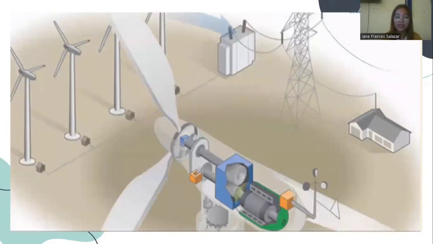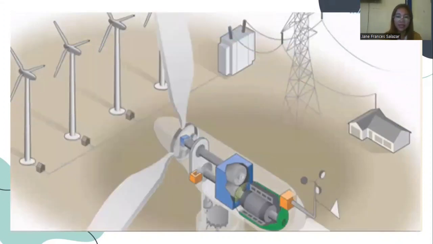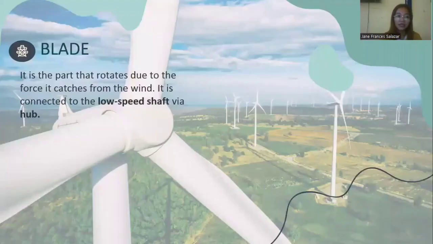And first, we are going to discuss the blade. The blade is the part that rotates due to the force it catches from the wind. It is connected to the low-speed shaft by a hub. And yung low-speed shaft na yun is connected to the gearbox. And yung gearbox is connected sa generator.